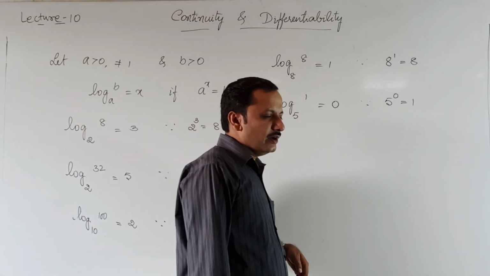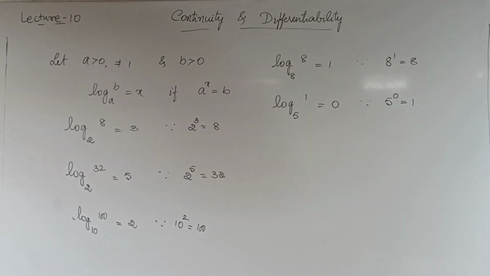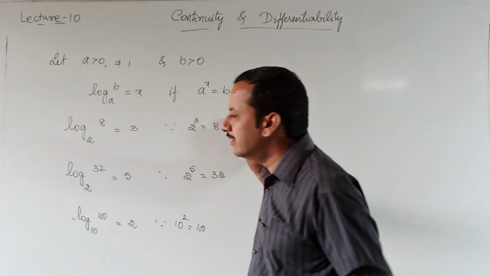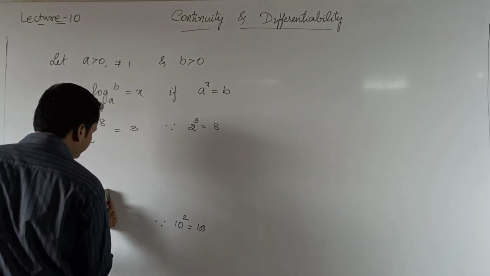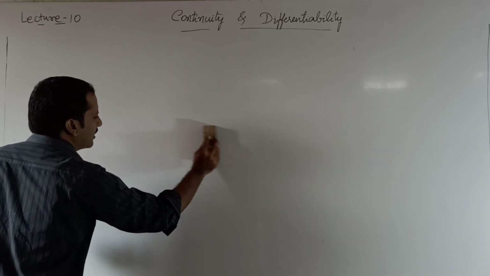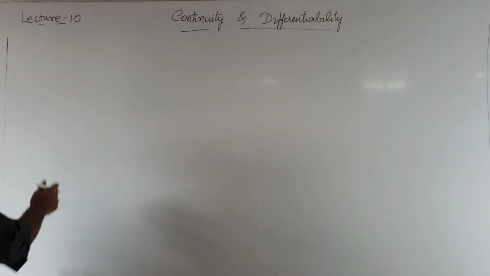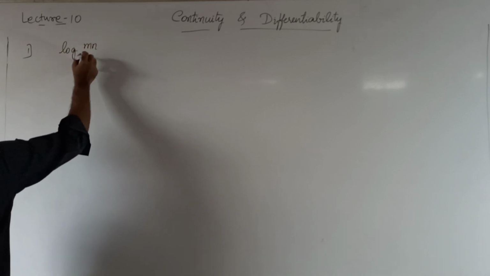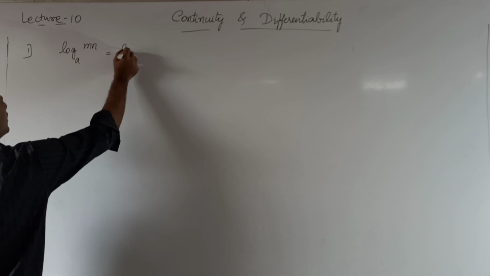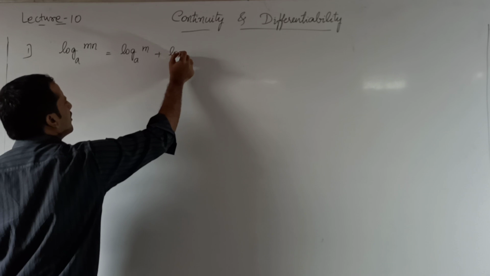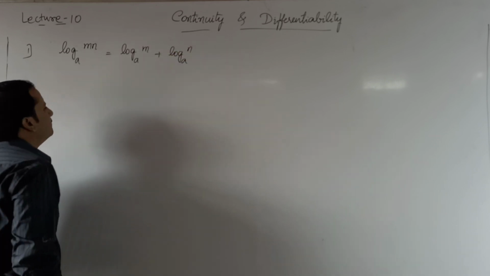Okay. So now I would like to discuss some of the properties of logarithms which you already know and have been using in physics and chemistry. Still, let me explain. There are a few properties of logarithms that I would like to explain. First one: log mn to the base a is equal to log m to the base a plus log n to the base a.